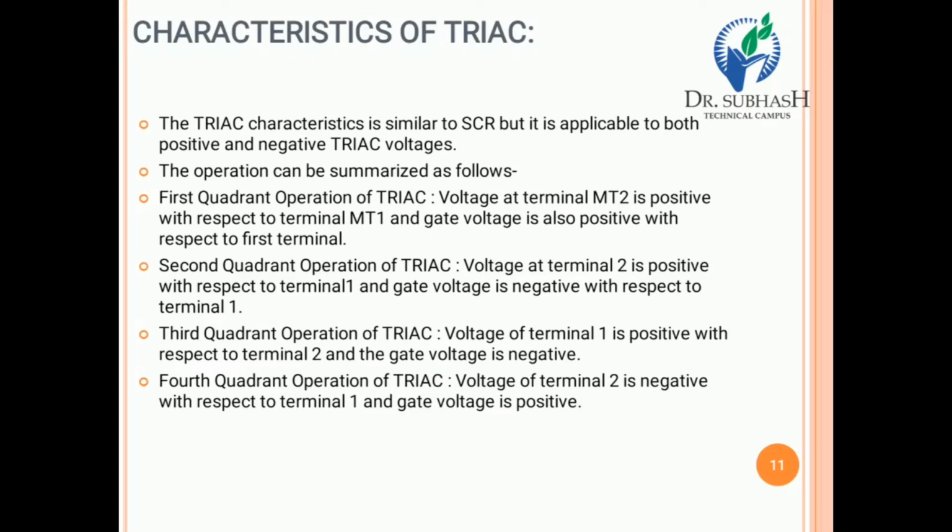In the third quadrant operation of the triac, the voltage at terminal 1 is positive with respect to terminal 2 and the gate voltage is negative, right? In the fourth quadrant operation of the triac, the voltage at terminal 2 is negative with respect to terminal 1 and the gate voltage is positive. This is the operation in four different quadrants.